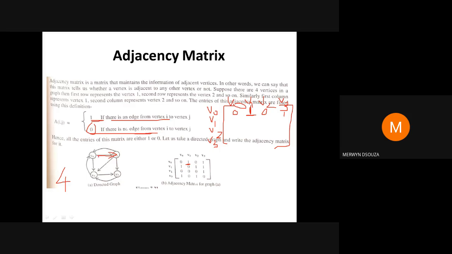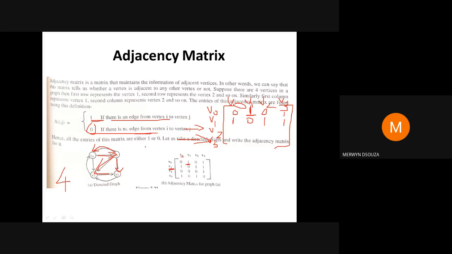Similarly, look at V1. Check from V1 to V0. Is there an edge? Yes, V1 to V0, this edge. So you put a 1 here. Is there any edge from V1 to V1? No. V1 to V2? Yes. Put a 1. V1 to V3? Yes, this one. So a 1 here. If there is an edge, put a 1. If there is no edge, you put a 0. Similarly, you can try the other two.